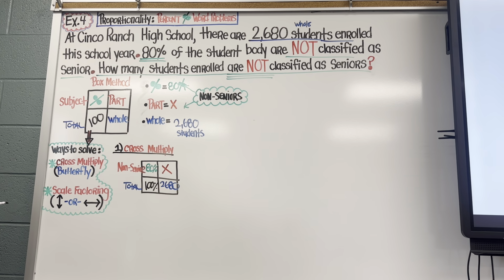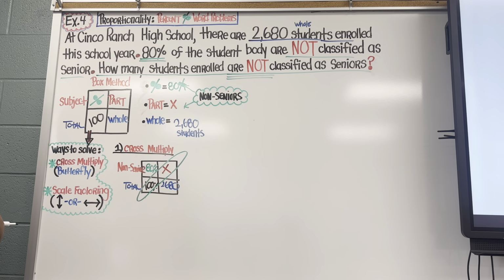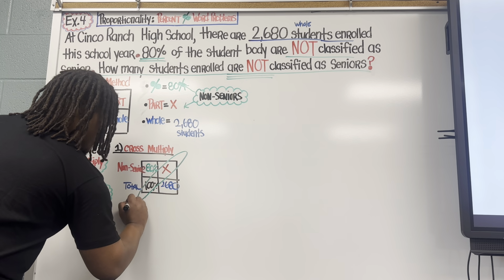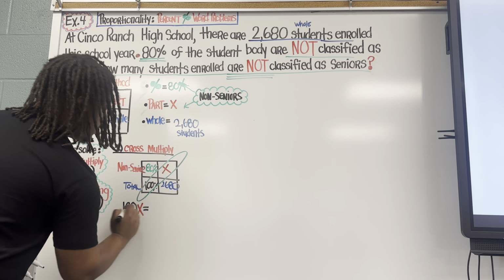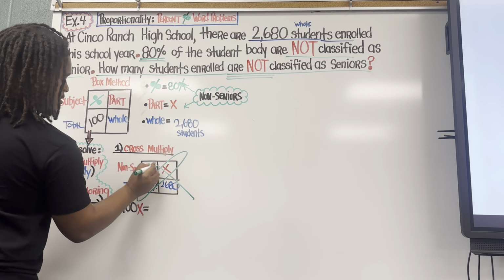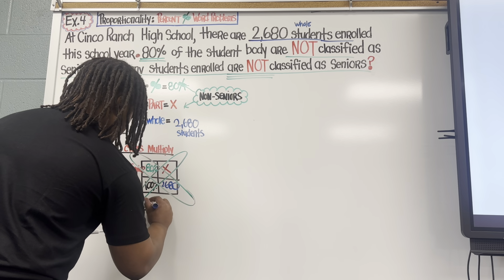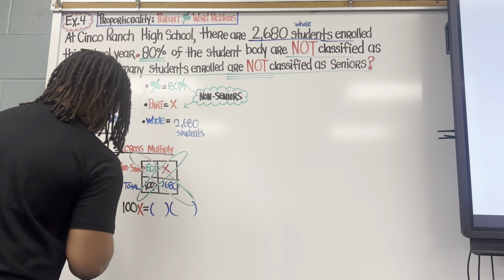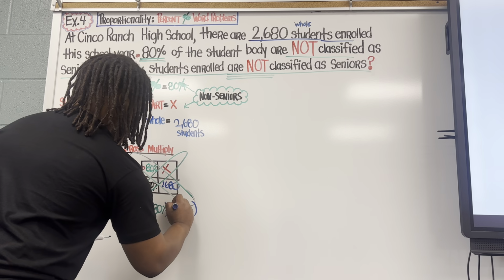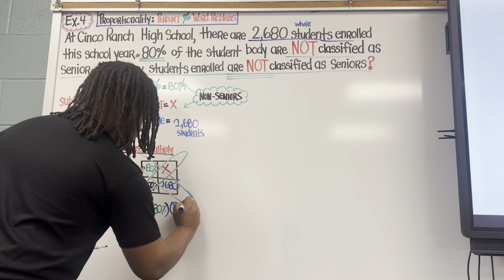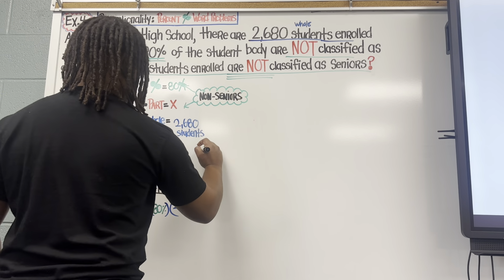Now, once again, guys, we're going to cross multiply. Always start off with X and the number that's diagonal to X, which in this case is 100. So 100 times X is 100X equals the opposite, which is 80 times 2,680. Let's go ahead and write that. So I have 80% times the 2,680 total students enrolled, right? All right, so let's go ahead and solve that. So let me just do this simple math on the side.